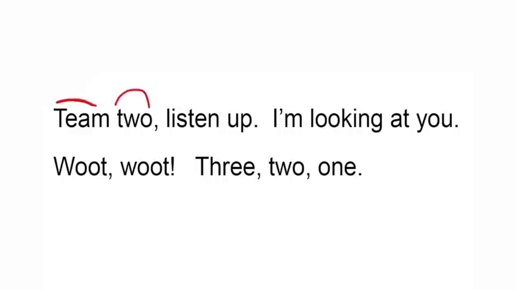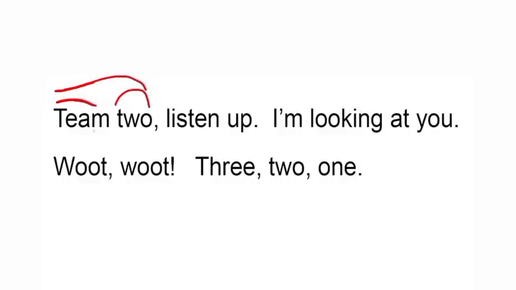But 2 is the most stressed because that is the part that makes it different from team 1. And actually, I wrote that poorly. That should look like this. Team 2. In English, we don't want choppy words within a thought group. We don't want them to feel separate. We always want them to feel very connected. The intonation, the pitch always changes smoothly.